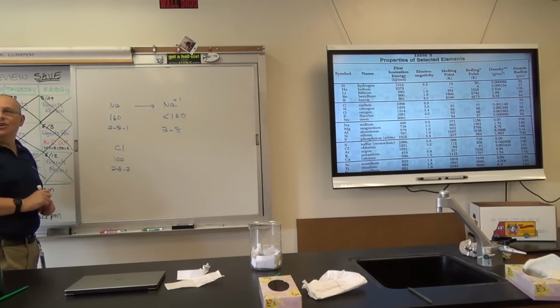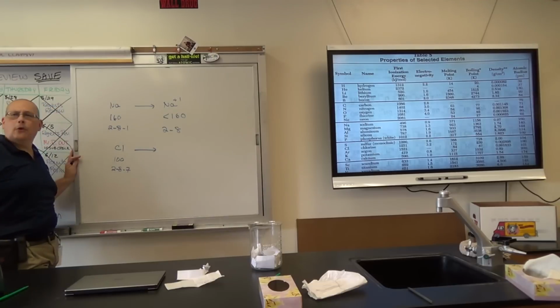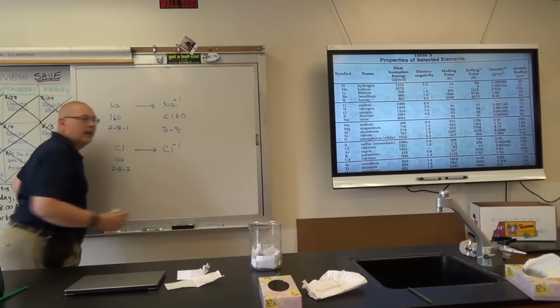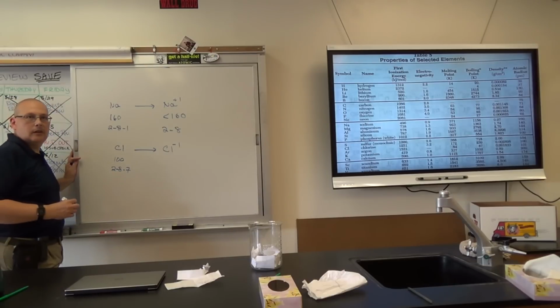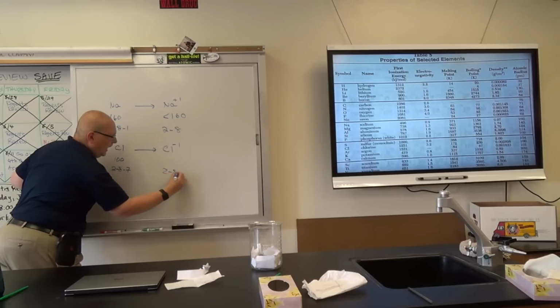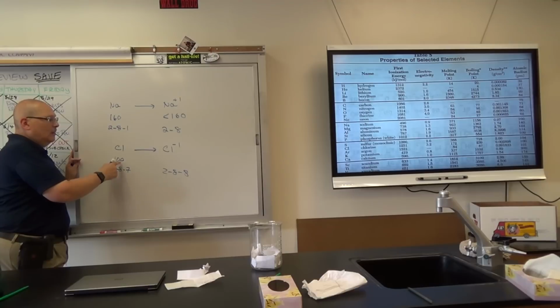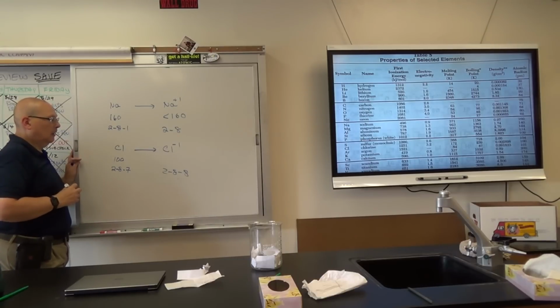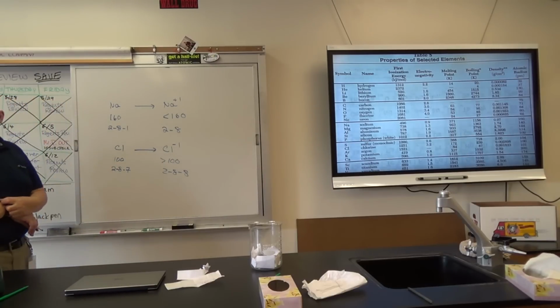Okay, 2-8-7. Guys, when chlorine forms a Cl-1 ion, what does its electron configuration become? 2-8-8. It gains an electron. Will its radius be greater than, less than, or the same as 100? Greater than, because the atom is going to get bigger as it gains an extra electron. Okay. Sweet.